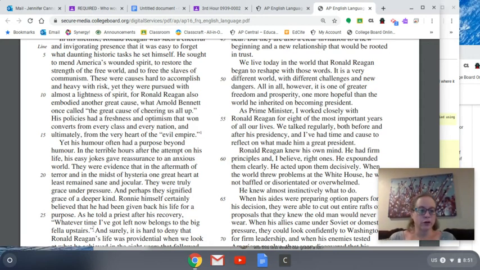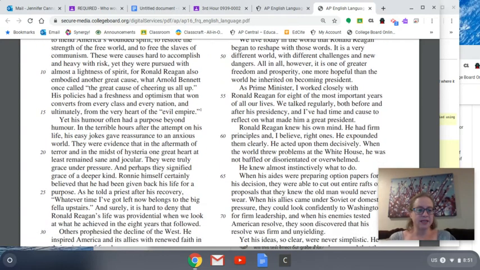They were truly grace under pressure, and perhaps they signified grace of a deeper kind. Ronnie himself, Ronnie. Which of these boxes would the name Ronnie seem to go into? Yeah, Ronnie, Ronald Reagan, that has power. Ronnie is definitely coming off as much more cheerful, lighter, fresher. So I'm going to put that up there. The very fact that she calls him Ronnie.